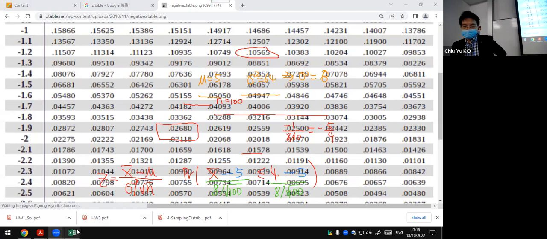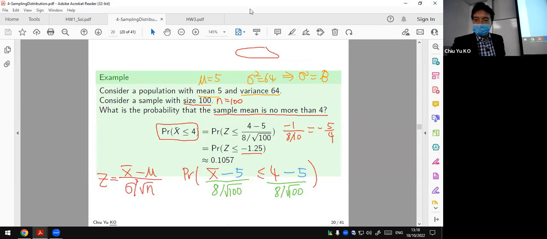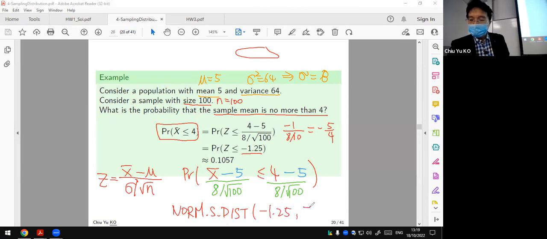I don't know why Excel doesn't work on this computer. But I write down the formula for Excel, if you want to try this at home. It's NORM.S.DIST of negative 1.25, TRUE. NORM.S.DIST is the standard normal, and TRUE because we look at the big F. For the continuous case, always use TRUE. So that would be the answer. That is the way we do it.